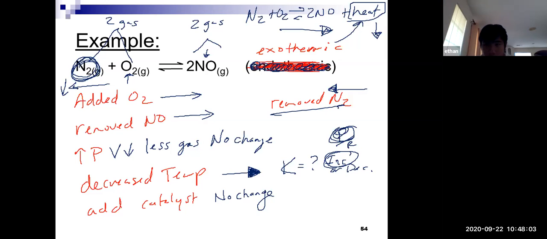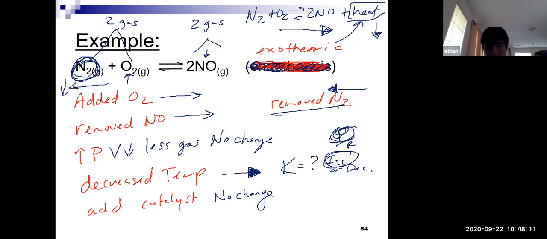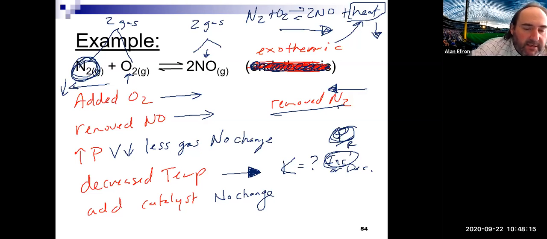Okay. Why does removing NO go to the right? Why is removed which one? Removed nitrogen oxide. When we remove nitrogen oxide, it goes to the right. So when we remove something, it will shift to the side it was removed from.